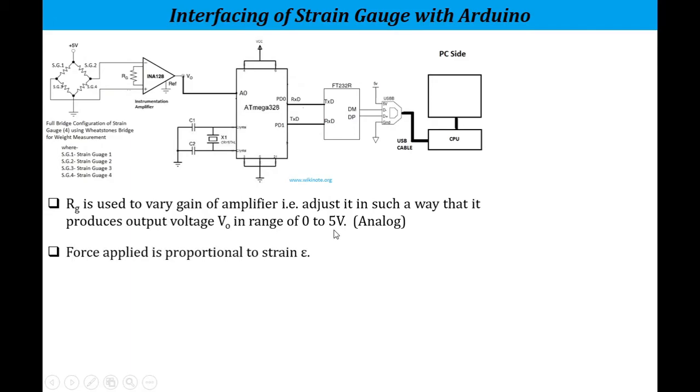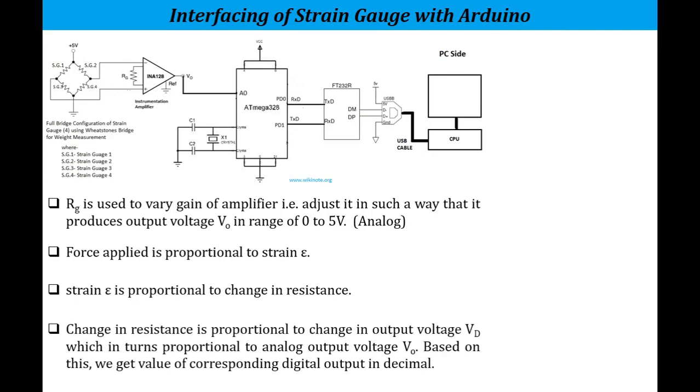Now we know that Arduino works with 0 to 5 volts. So therefore here you will observe that whenever force is applied, that force is proportional to strain, that is epsilon. That strain is also proportional to the change in the resistance. So therefore the change in the resistance is proportional to the change in the output voltage VD, which in turn is proportional to the analog output voltage V0. Now based on this, we get the value of the corresponding digital output in decimal.